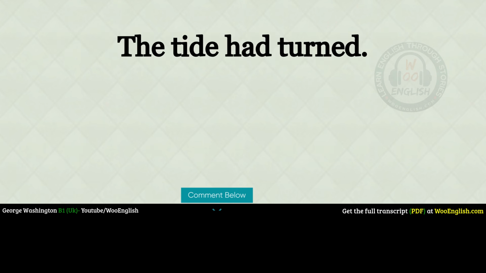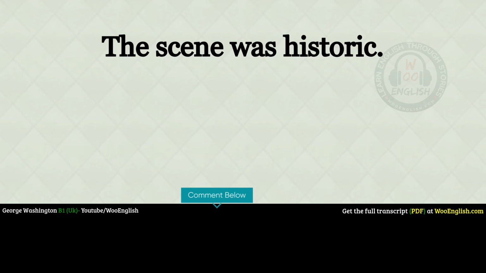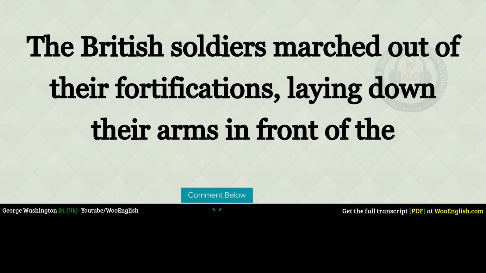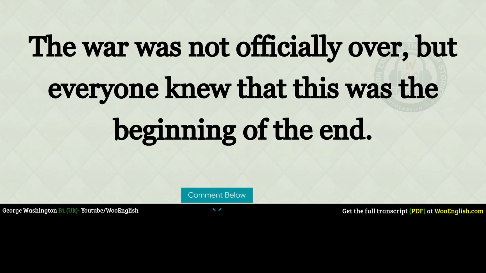The tide had turned. 2 days later, on October 19, 1781, General Cornwallis formally surrendered to George Washington. The scene was historic. The British soldiers marched out of their fortifications, laying down their arms in front of the victorious American and French forces. The war was not officially over, but everyone knew that this was the beginning of the end.